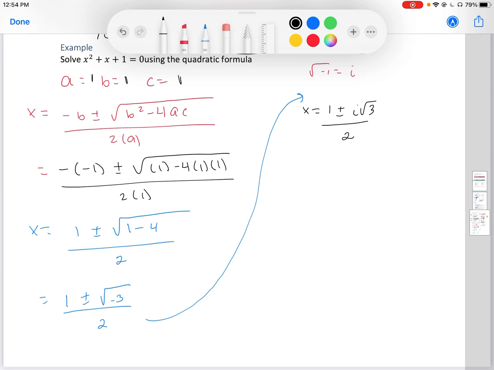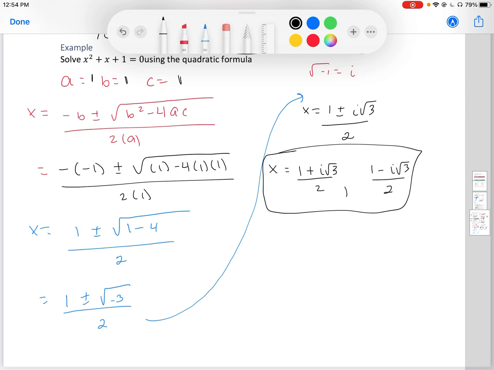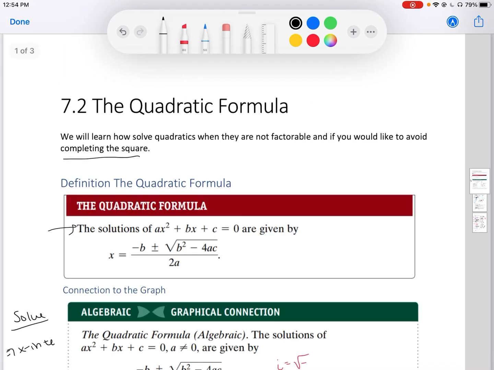And I can't divide the 2 evenly into my numerator, so I can just write it as 1 plus i square root of 3 over 2 and 1 minus i square root of 3 over 2. And there we have it. That's it for section 7.2, the quadratic formula. My best advice is to just practice it and be patient.